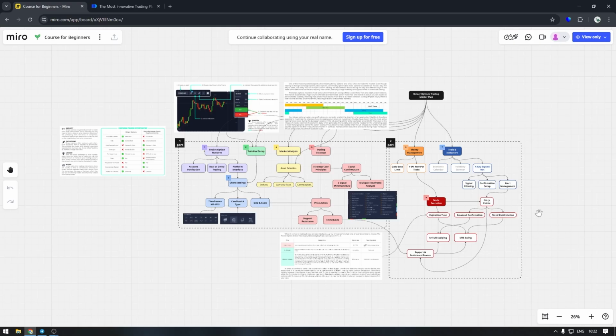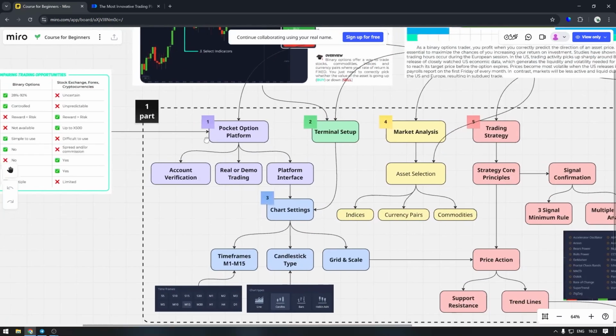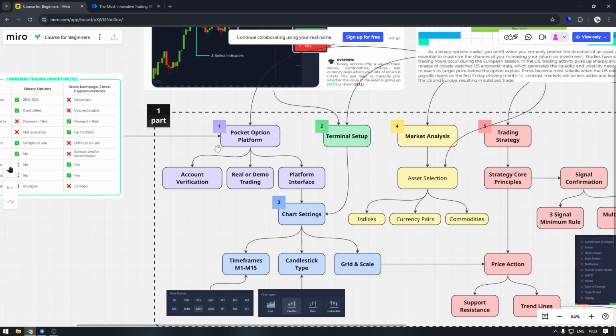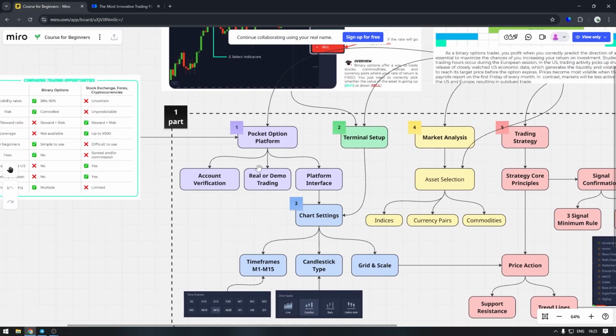Today we'll break down the complete cycle, from platform selection to trade execution, with an emphasis on the interconnections between all components. This system works not because it's complex, but because it's complete. So, let's start with the foundation. Choose a platform. I work exclusively with Pocket Option, and here is why this is a strategic decision, not just a preference.